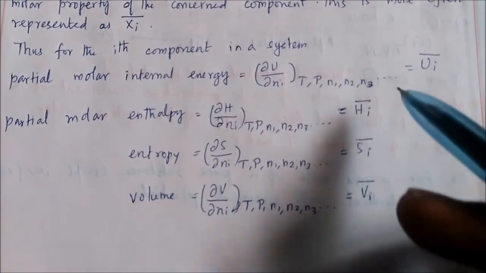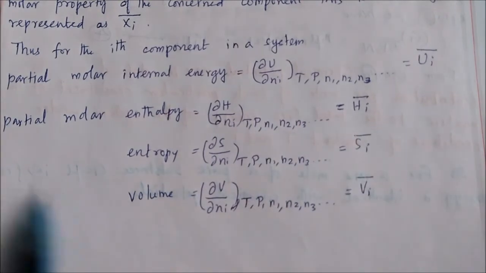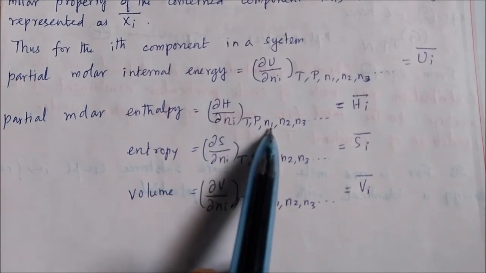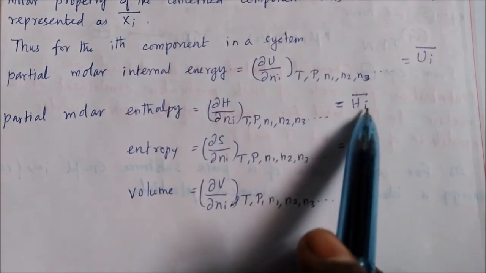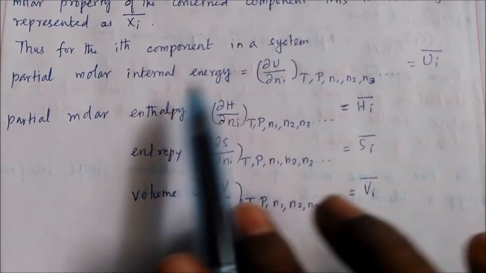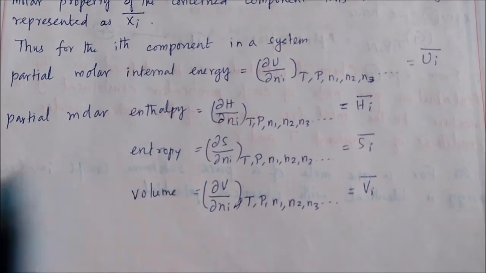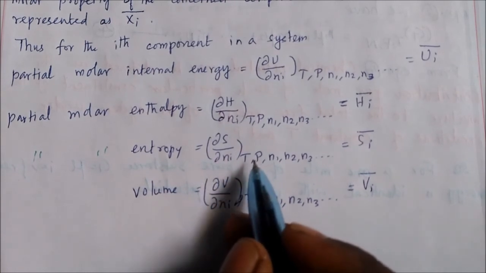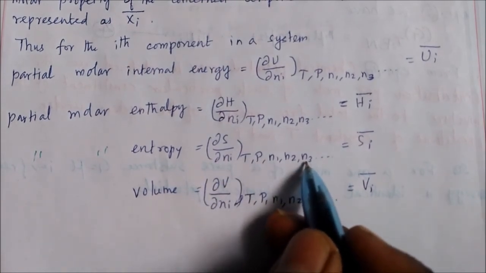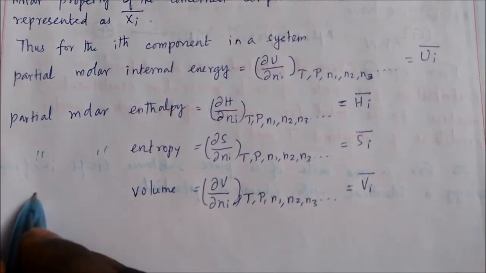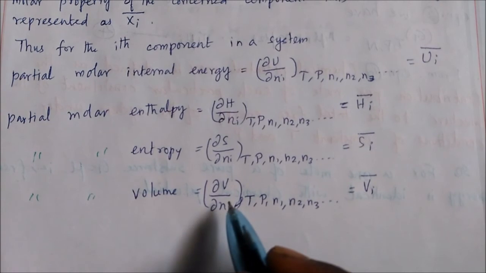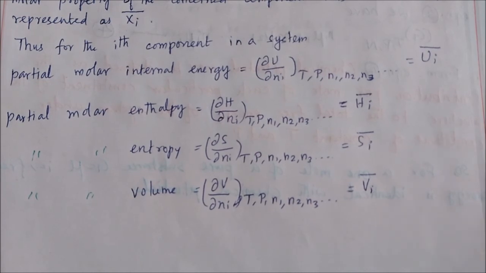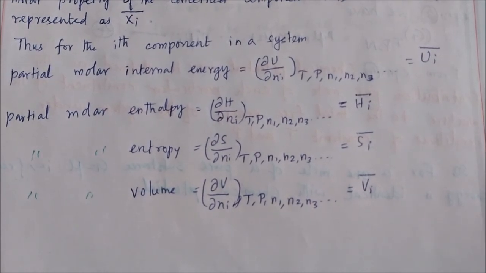Likewise, the same equation can be written for other properties like partial molar enthalpy, dou H by dou ni at constant temperature, pressure and number of moles is equal to hi bar. So this is just the representation of the ith component present in the system. Likewise, partial molar entropy, dou S by dou ni at constant temperature, pressure, n1 and so on, n2, n3, is si bar, and partial molar volume is equal to dou V by dou ni at constant temperature, pressure, n1, n2, n3 is equal to vi bar. In this manner we can represent the partial molar properties.